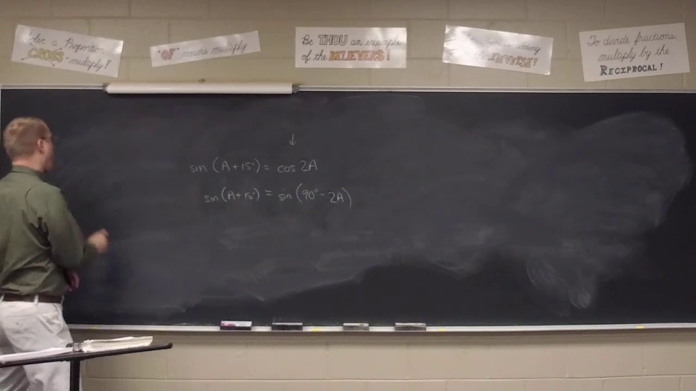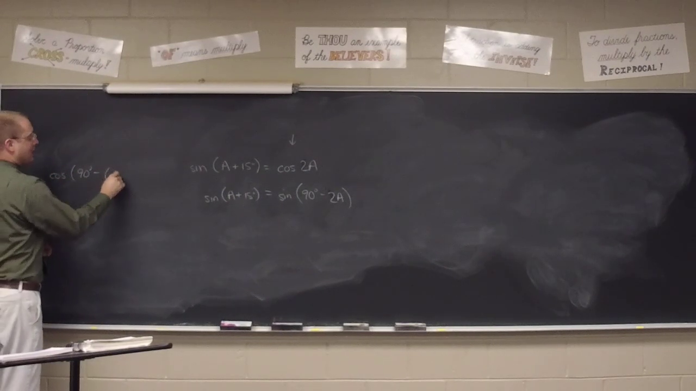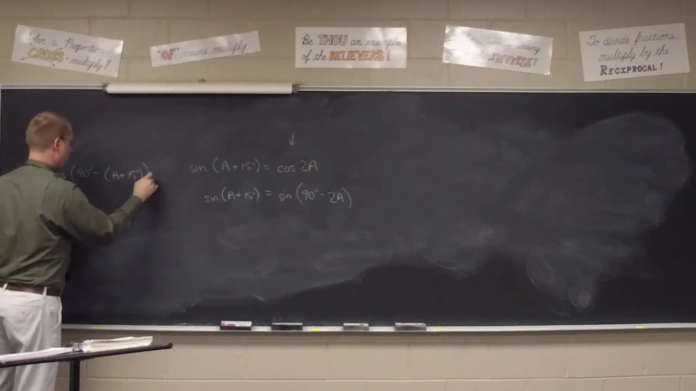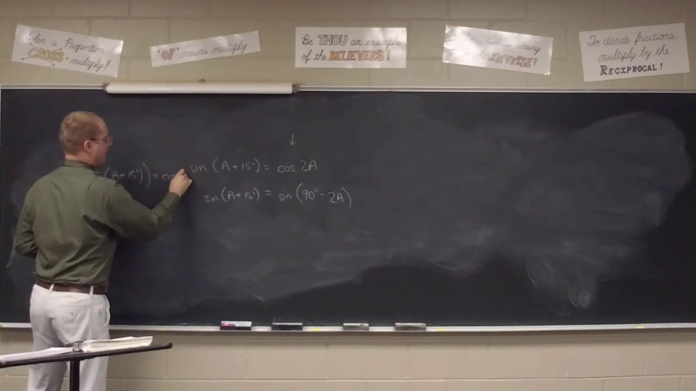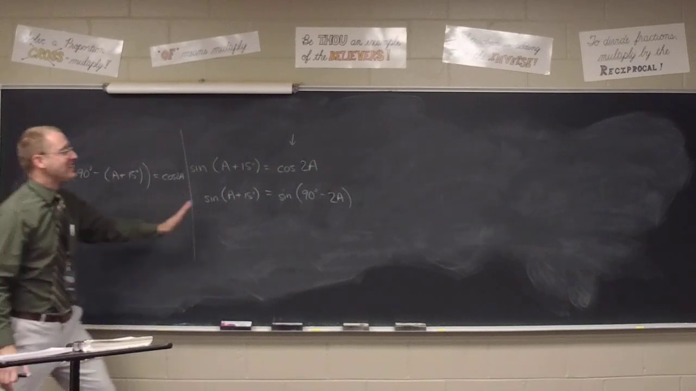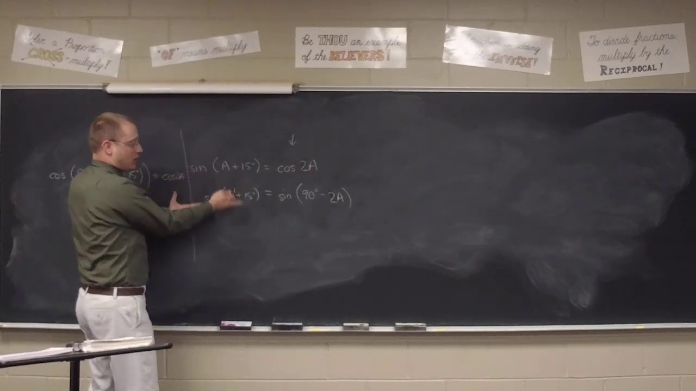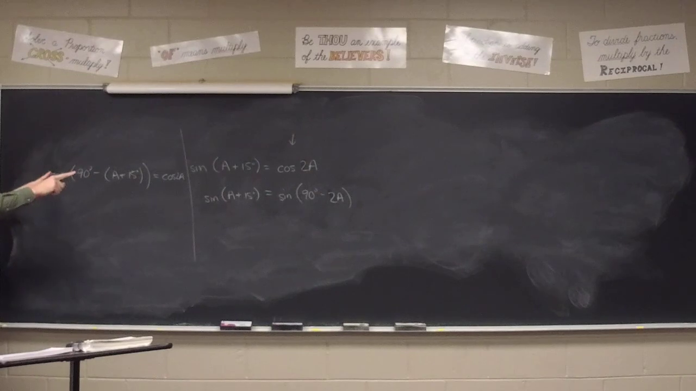Now, it would not be wrong to say the cosine of 90 minus a plus 15 equals the cosine of 2a, right? You have two options. Either of these is fine. I hate this, okay? That's just a mess. Find the easier side, the easier looking angle, do the 90 minus on that side. Leave the other side alone. The point is, though, we have the same function on both sides, right?